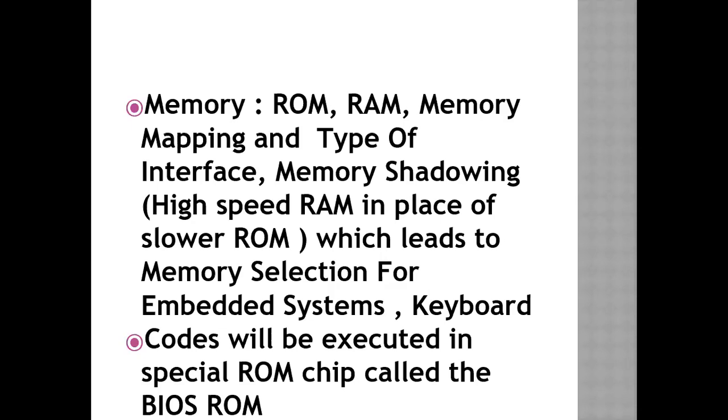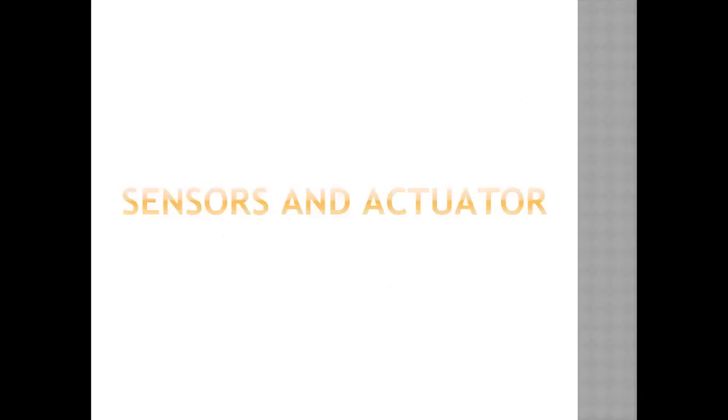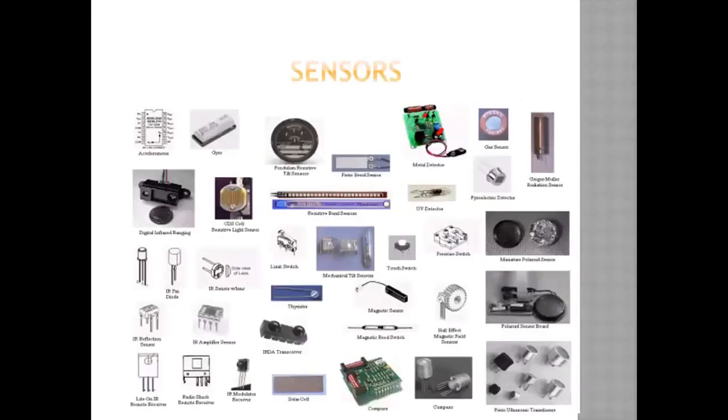The codes will be executed in a special ROM chip, which is called the BIOS. So different locations have been allocated by the Intel manufacturers for each I/O operation in the ROM locations. Now coming back to sensors and actuators, I have narrated here different types of sensors which have been used. You just go through them.